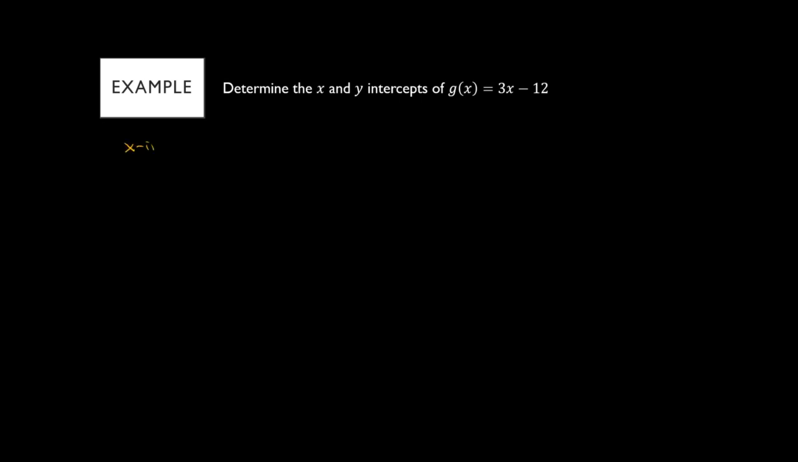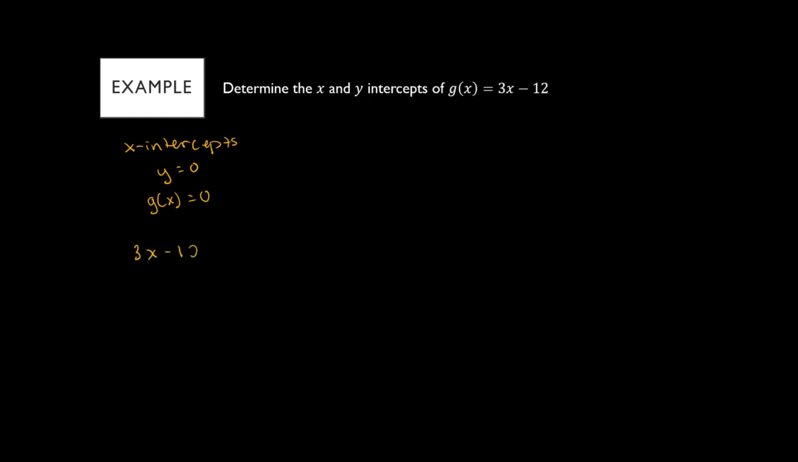So for the x-intercepts, that is where y is equal to 0, or in our case, your function, which is called g of x, is equal to 0. So you basically take your equation, you set it equal to 0 to solve for an x-intercept.